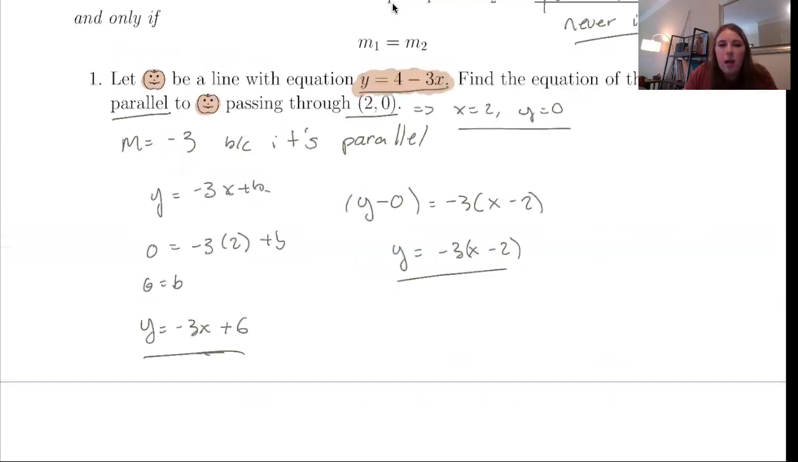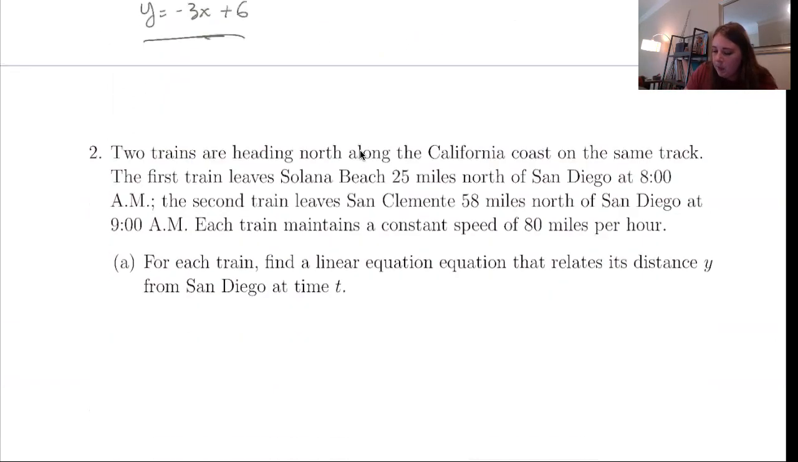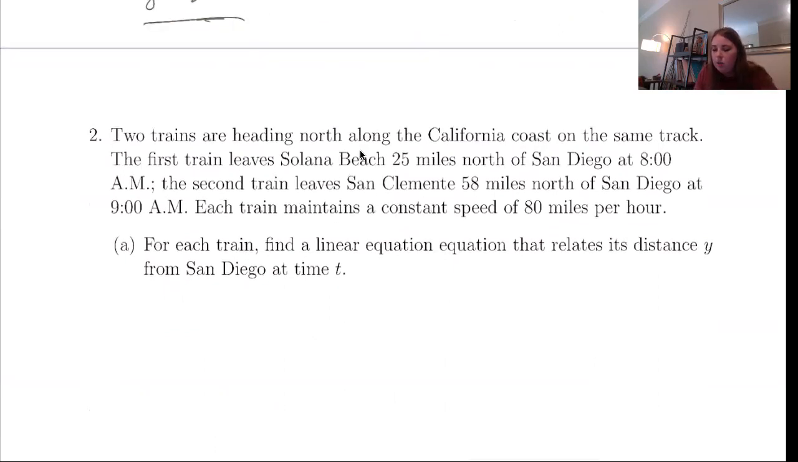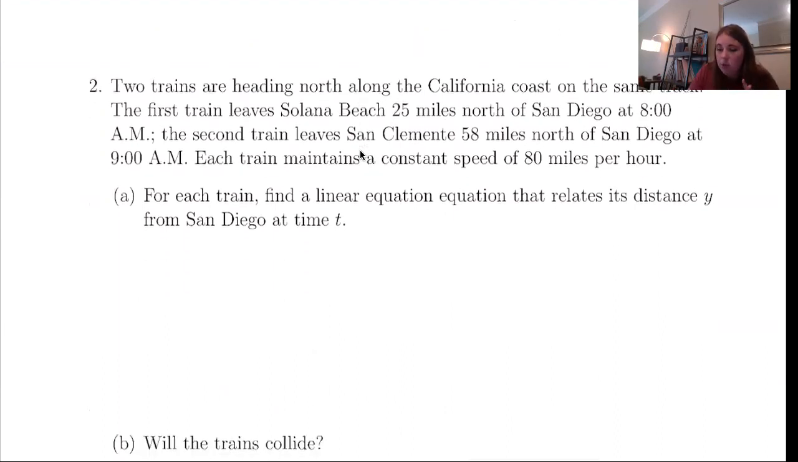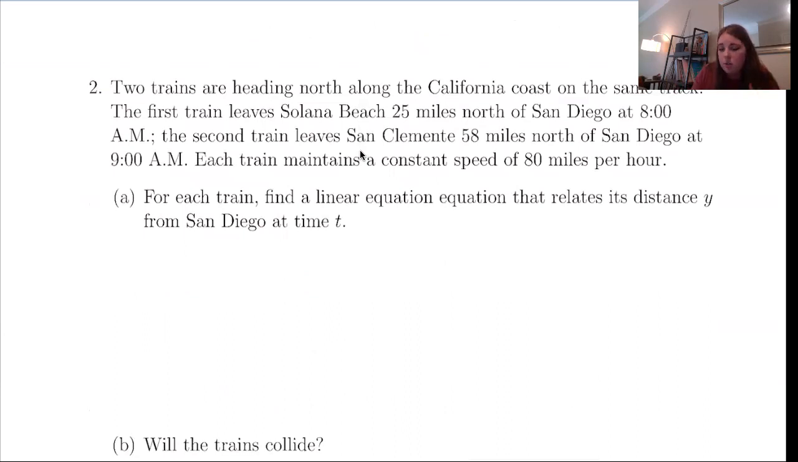Does anyone have any questions about how we got that line? Because we're going to move on to a classic math problem of 2 trains leaving somewhere at 2 times at 2 different speeds. Okay. So 2 trains are heading north along the California coast on the same track. The first train leaves this beach 25 miles north of San Diego. So this is a lot of words, a lot of numbers. I'm going to highlight all my numbers. So 25 miles north of something at 8 a.m.